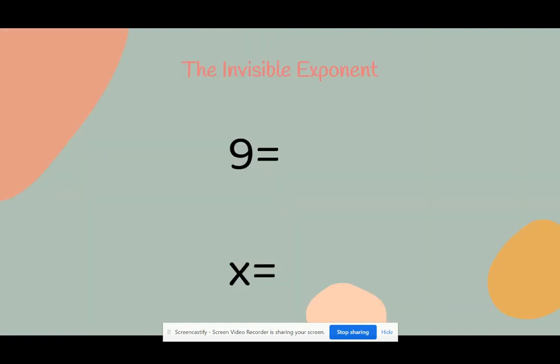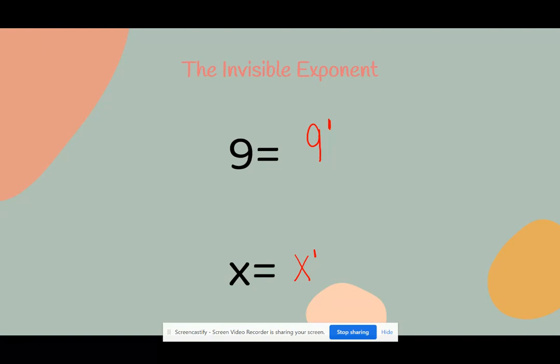I do want to tell you about the invisible exponent. Whenever you have something that's by itself, there is an invisible exponent. You just don't write it every time. So 9 is actually 9 to the first power. And then x would be just x to the first power. So there is a teeny tiny exponent, but it's usually just invisible.